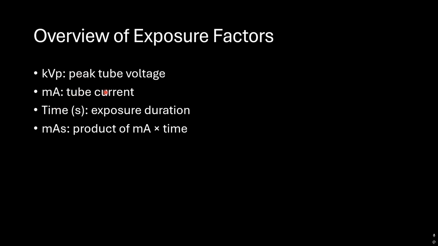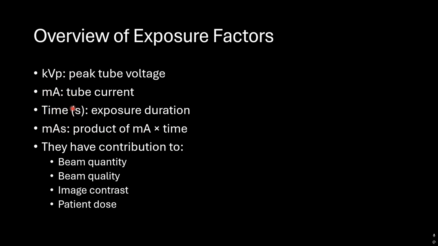For the mA, it's the tube current. That current controls the number of electrons produced in the filament, which eventually affects the number of photons produced. The time, which is in seconds, is the exposure duration. The mAs will be the product of the mA times the time.